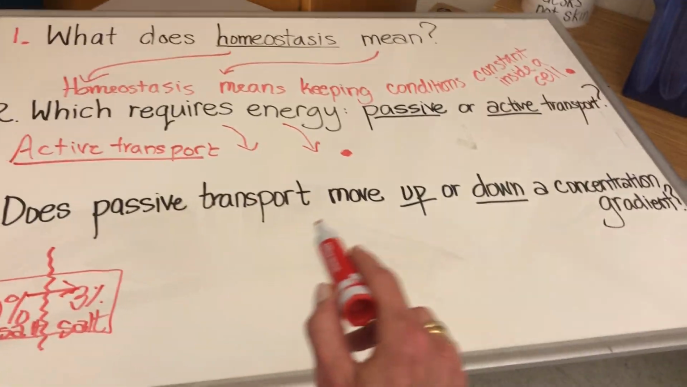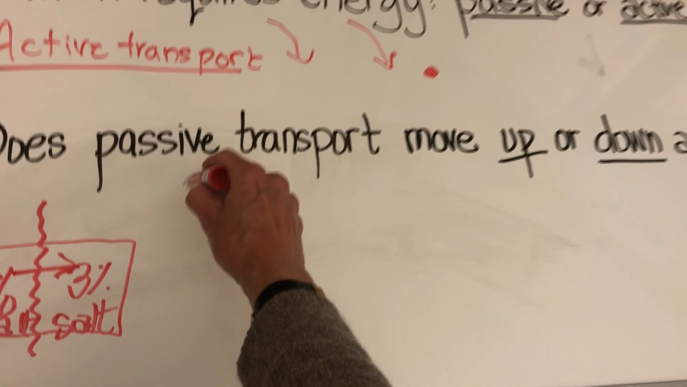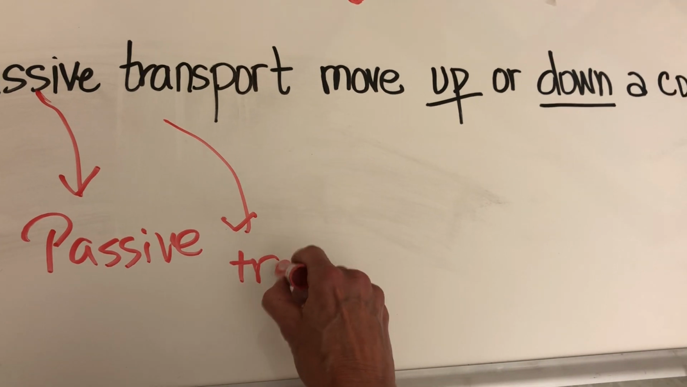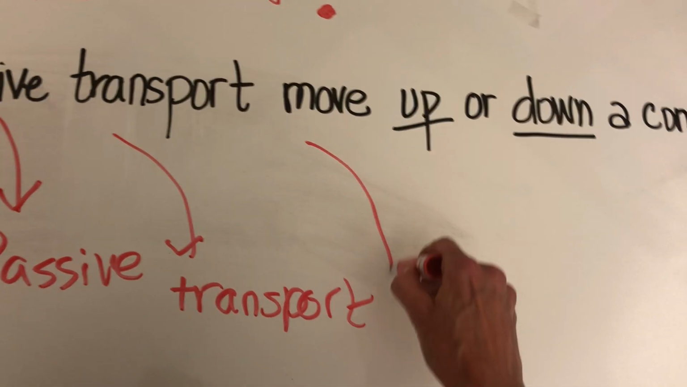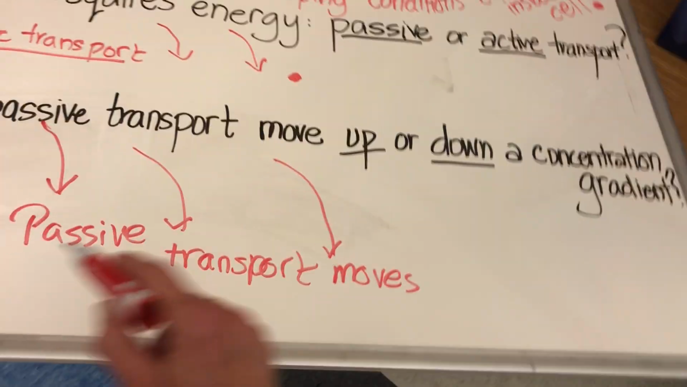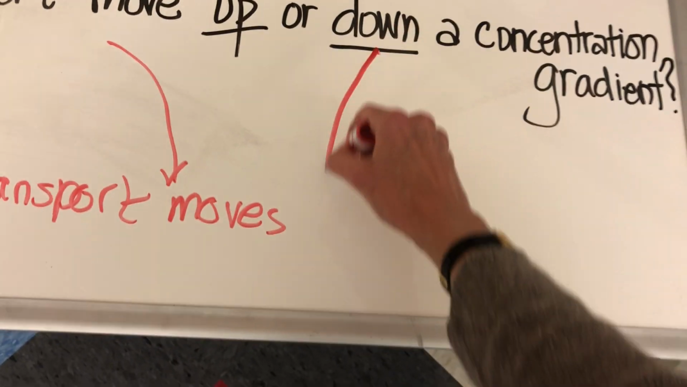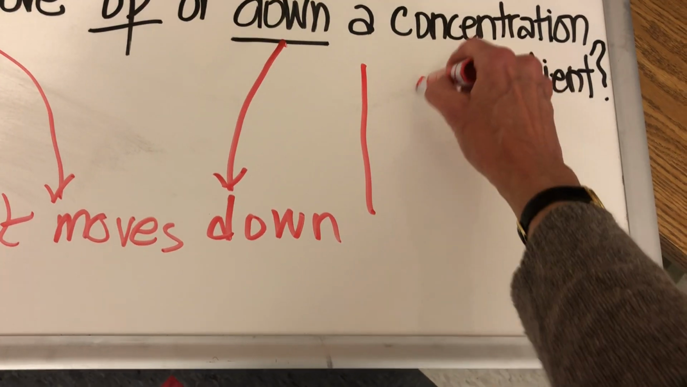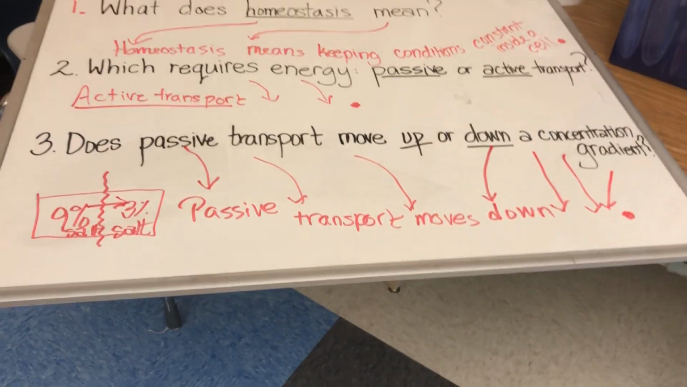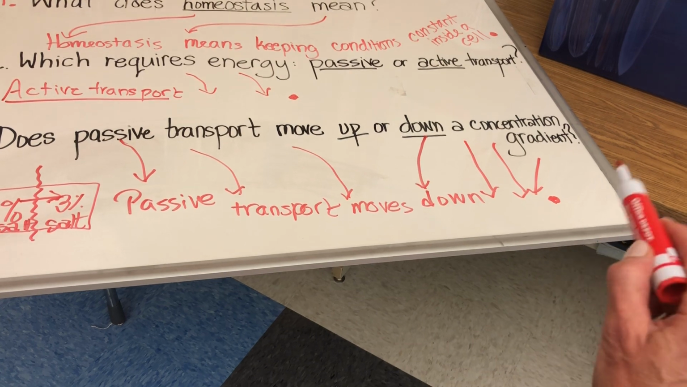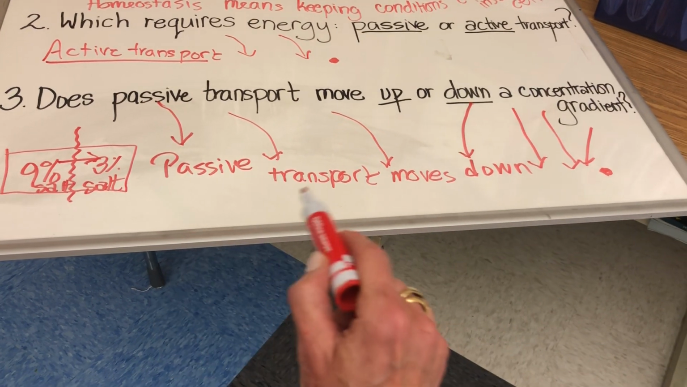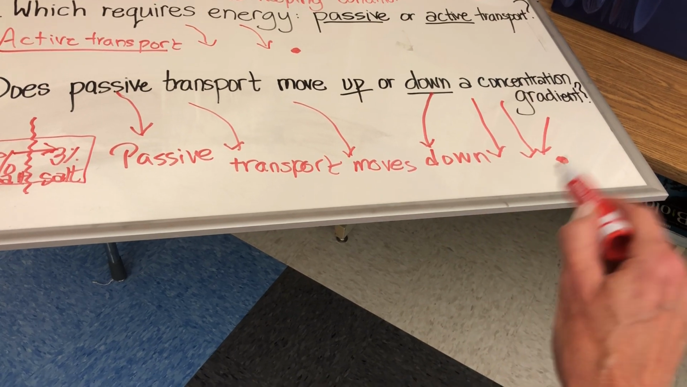So, does passive transport move up or down a concentration gradient? You just repeat words from the question. Passive transport moves, is it up or down? From high to low is down. So passive transport moves down a concentration gradient, period. Is this a nice complete sentence? You bet it is. Begins with a capital letter, it has a complete idea, and a period. Does passive transport move up or down a concentration gradient? You say passive transport moves down a concentration gradient, period.